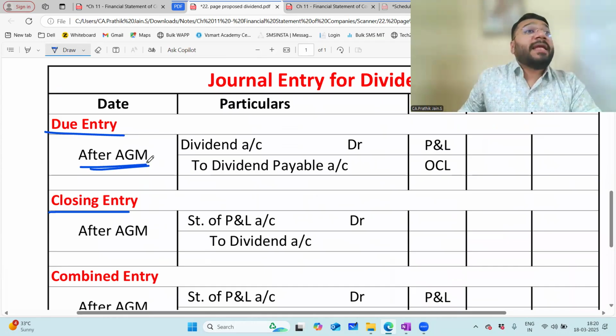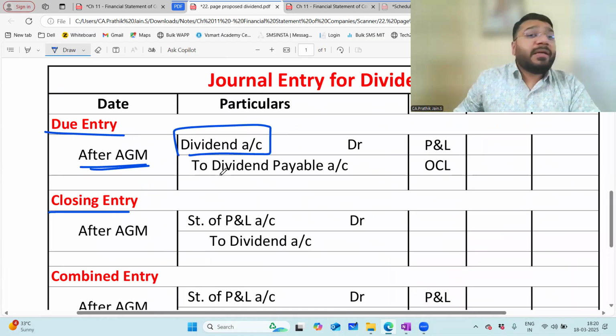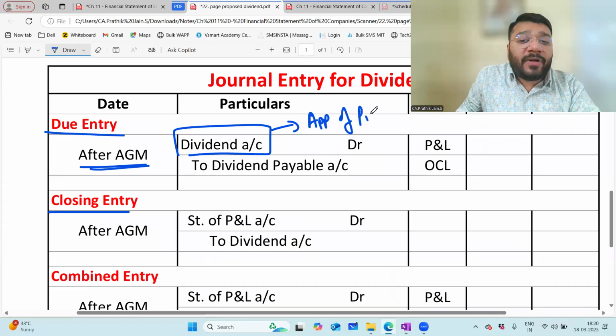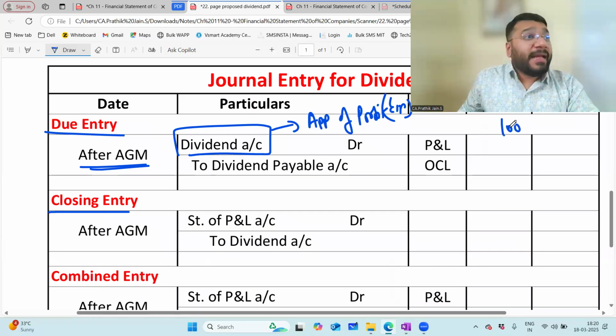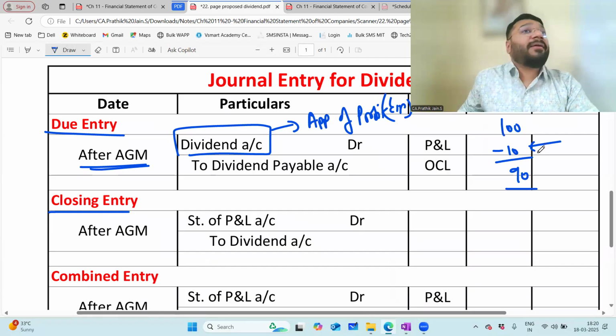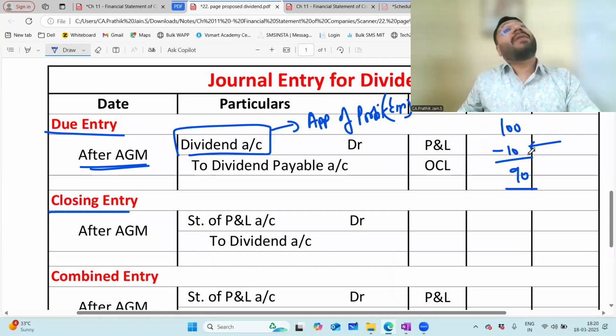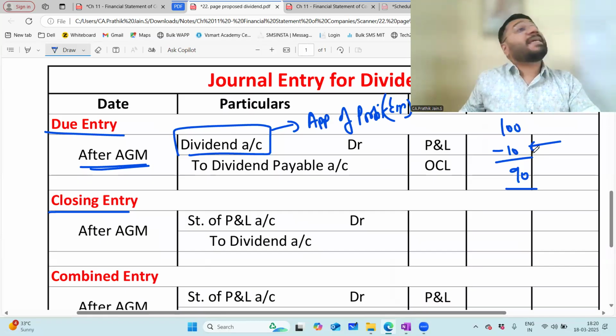After the AGM is over, the next day, the first entry will be dividend account debit to dividend payable. Dividend account is nothing but your appropriation of profit. It's like your expense. Debit all expenses and losses. Correct? Let's say if I have 100 rupees profit, and in that I give you 10 rupees profit share, so will I do plus 10 or minus 10? Minus 10. So what is my balance profit? 90. So this is reducing my income. To increase income, credit. To decrease income, debit. Correct?